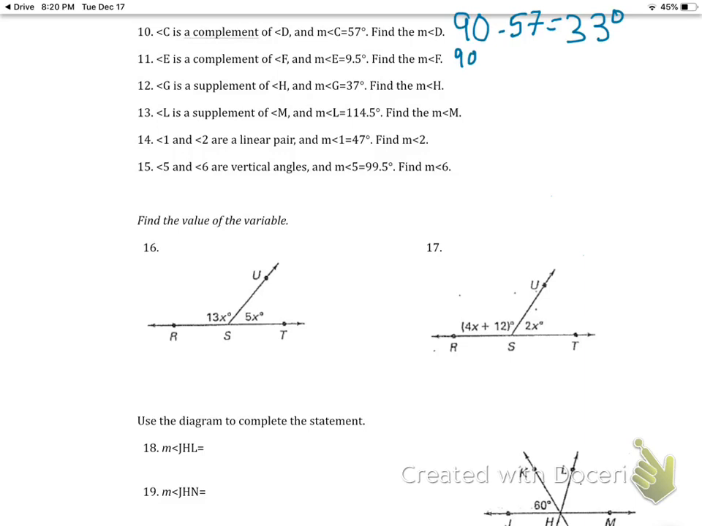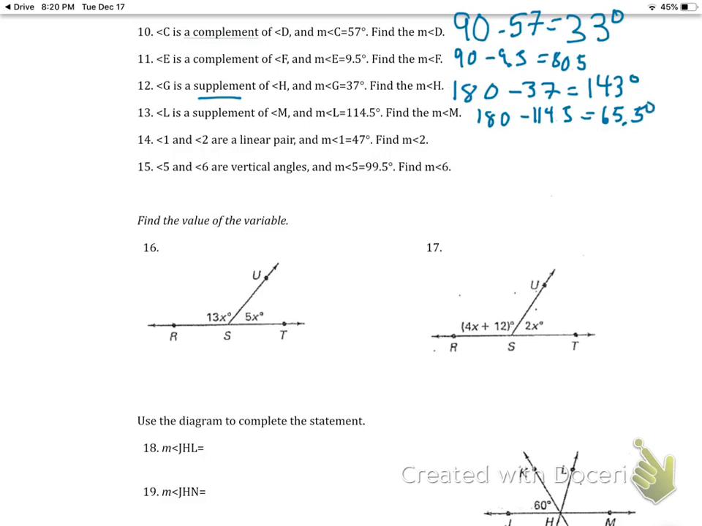Our next one up, we see that the complement of F is going to be 9.5. So again, complement, 90 minus 9.5, which gives me 80.5. Next one up is supplement, so that means 180. 180 minus 37 gives us 143 degrees. Supplement again, so 180 minus 114.5. So that would give me 65.5 degrees.